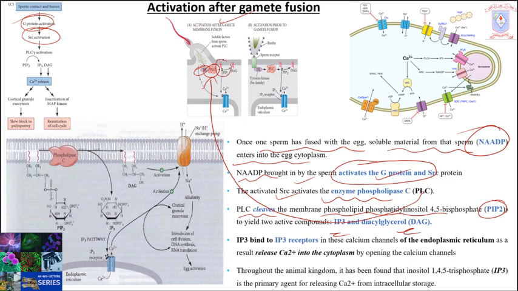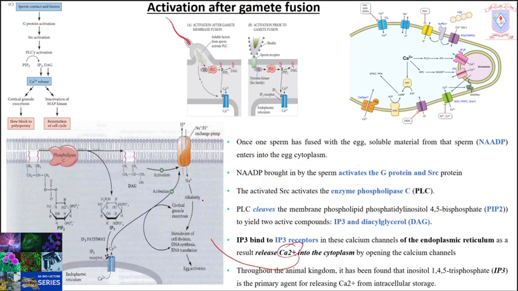Here you can see the PIP2, and PIP2 is cleaved into DAG and IP3. And IP3 binds to the IP3 receptor, a calcium channel in the endoplasmic reticulum. As a result, calcium is released into the cytoplasm by opening these calcium channels.